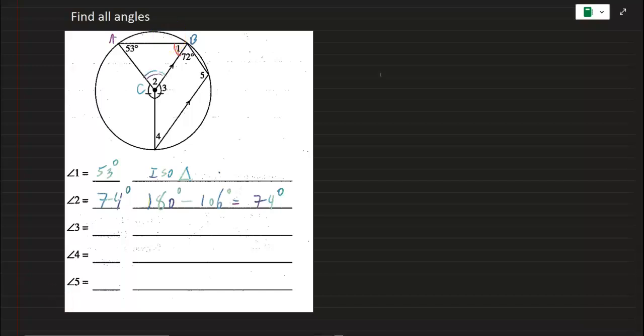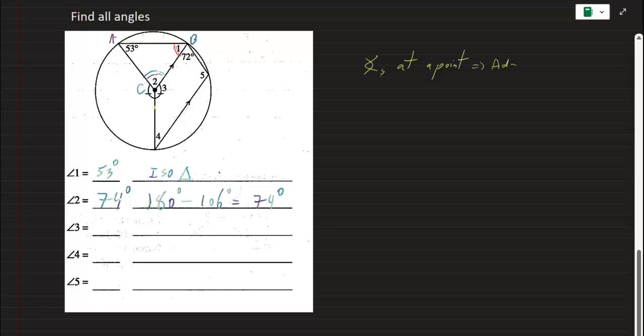Now let's look at angle 3. Angle 3 is around the center of the circle, and you can see that right there. So angle 2, angle 3, and this angle right here, we can call it angle 3 again because these two angles with the tick mark are the same according to the diagram. We know that angles at a point add up to 360 degrees. That's one of the properties of angles at a point.